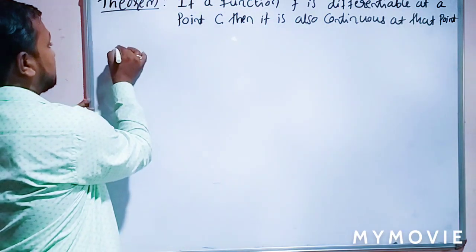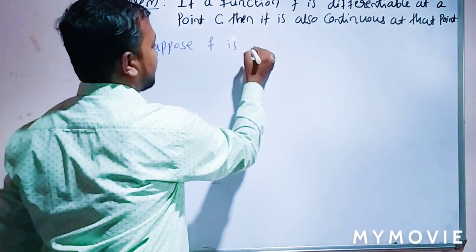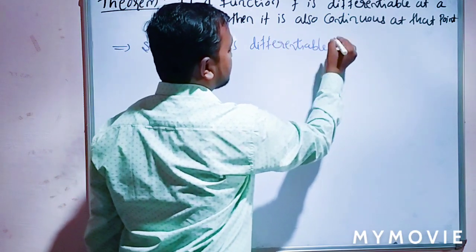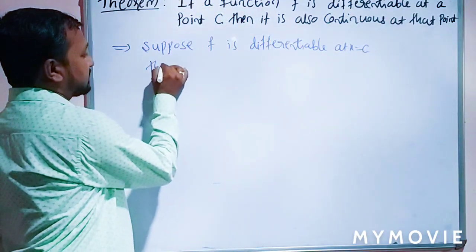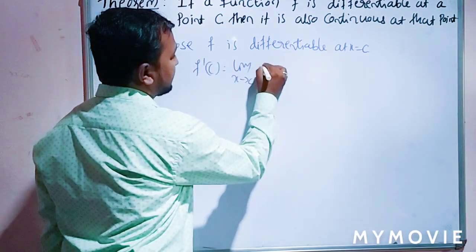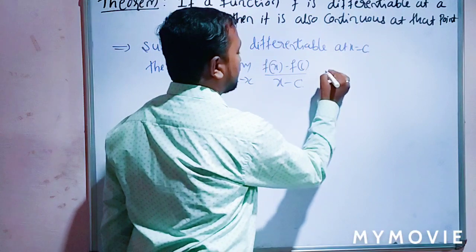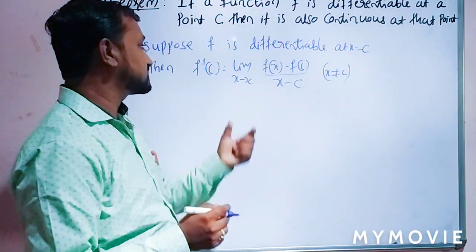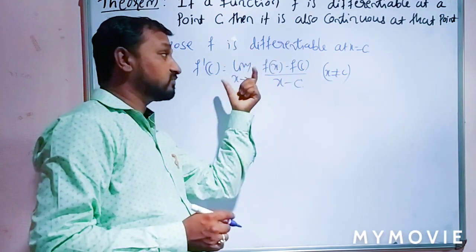Okay, so first, what is given: suppose f is a differentiable function at the particular point x equal to c. Then the definition of a differentiable function is f dash of c equal to limit of x tends to c, f of x minus f of c divided by x minus c, provided x is not equal to c. Suppose x equal to c, the function would not be defined. So this is another definition of the derivative of the function at the particular point x equal to c.